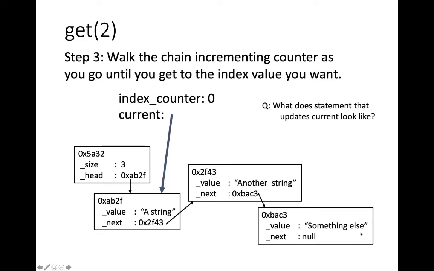How do I update current? How do I make current walk to the next node in the chain? What does that statement look like? I'm going to give you a second to think about what that statement looks like, feel free to confer, and then we'll see if anyone has a line of code that will help me update current so it walks to the next node.